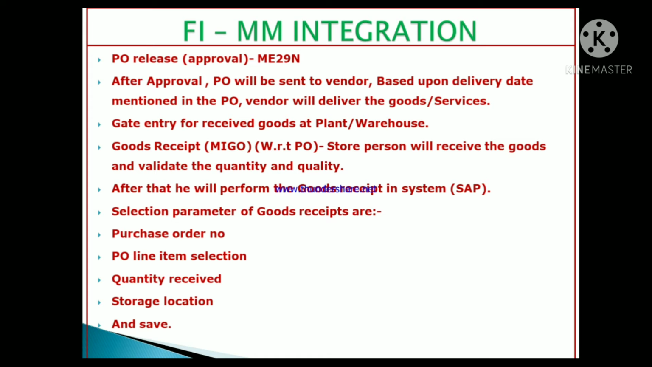And at that time, when goods are received, MIGO will hit. MIGO is the T code in which we maintain the goods receipt. With reference to the PO, we will maintain this goods receipt in MIGO. The store person will receive the goods and check the quantity and quality. After that, he will perform the goods receipt in the SAP system with the T code MIGO.